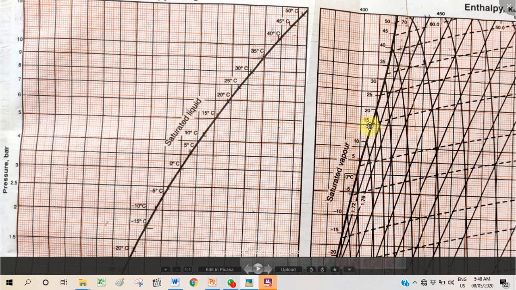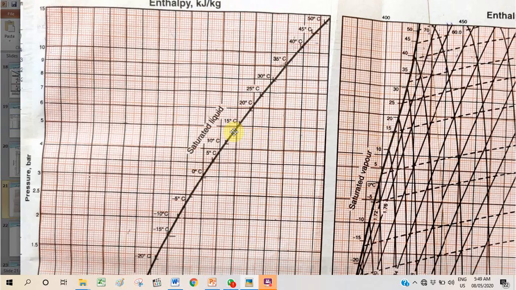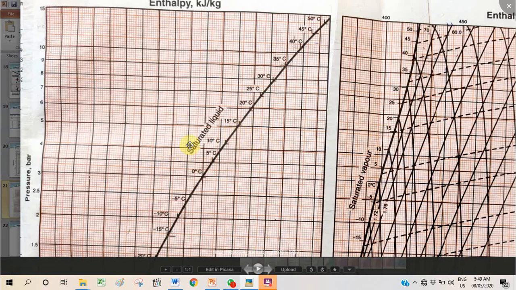The same 15 degrees Celsius appears for saturated vapor also. This is because during the phase change process, that is while evaporating from the liquid to vapor state, temperature normally does not change, it remains constant. Both pressure and temperature remain constant. That's why on both sides we see the same temperature, because it is only a part of latent heat. Latent heat is absorbed and only the phase change process happens. That's why on both sides we find the same temperature.